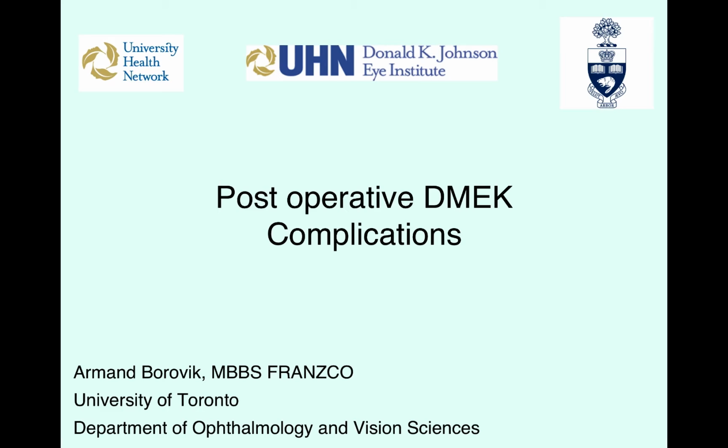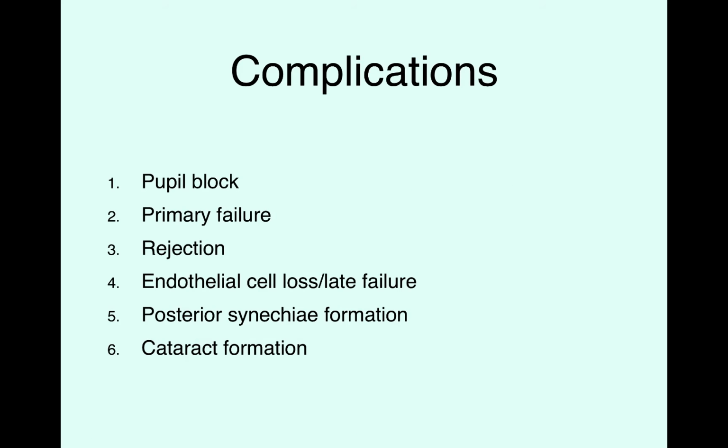I'm going to talk to you again about DMEK complications post-operatively, and fortunately this is not a very large topic because we haven't seen too many complications aside from graft attachment, which has just been discussed. So the main things that we see are pupil block, primary failure, rejection, endothelial cell loss, posterior synechiae formation, and cataract formation in phakic patients.